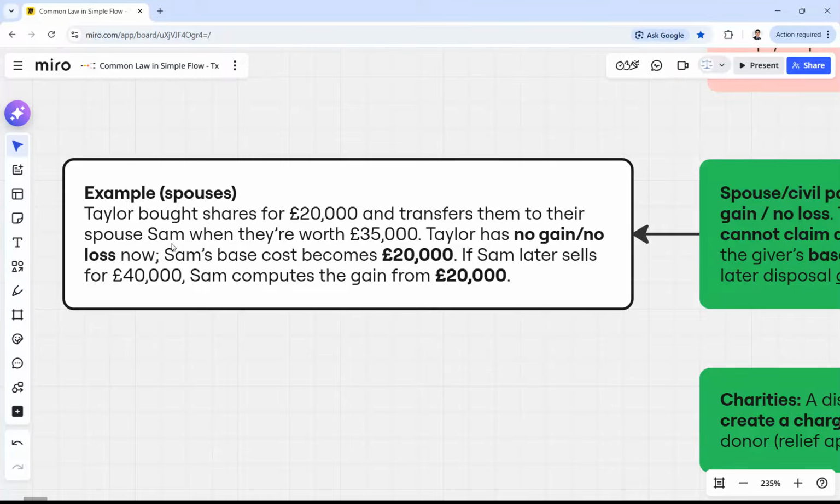Examples with spouses. Taylor bought shares for £20,000 and transfers them to their spouse Sam when they are worth £35,000. Taylor has no gain, no loss now. Sam's base cost becomes £20,000. If Sam later sells for £40,000, Sam computes the gain from £20,000. So when you are selling to your spouse, there will be no reinitiation of the base cost. If you bought it for £20,000, now selling to your partner for £35,000, the base cost will still be £20,000.